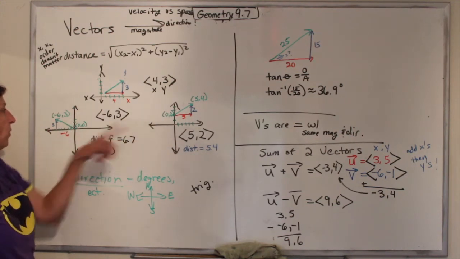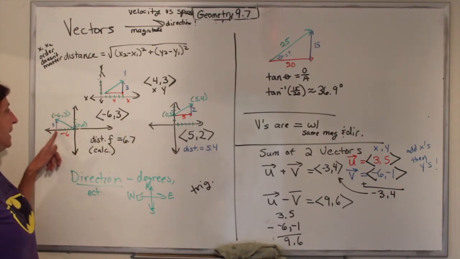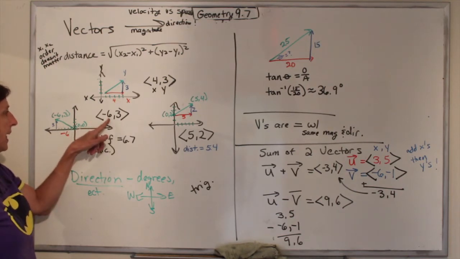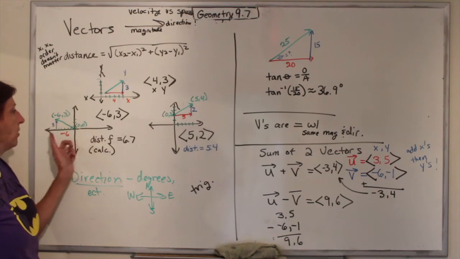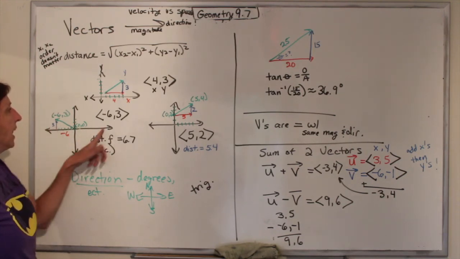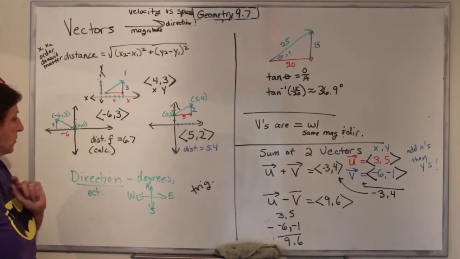But it didn't go forward, it went back 6. It went negative 6. So you always put x's first, then y's. You do back and forth first, and then up and down. So it's negative 6, 3.